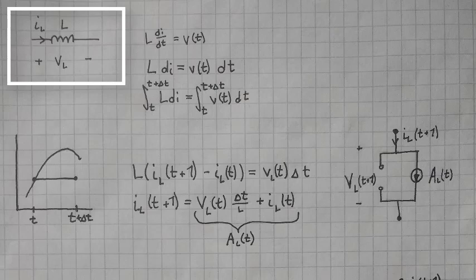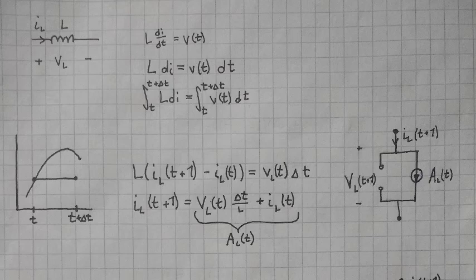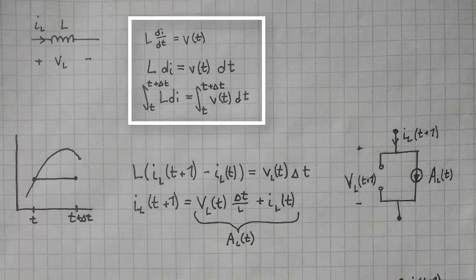On the left we have our inductor, voltage V of L, current I of L, and the inductance L. This can be expressed mathematically as L di/dt equals V of t. We will rewrite this as L di equals V of t dt. This can be expressed as the integral from t to t plus delta t of L di equaling the integral from t to t plus delta t of V of t dt.